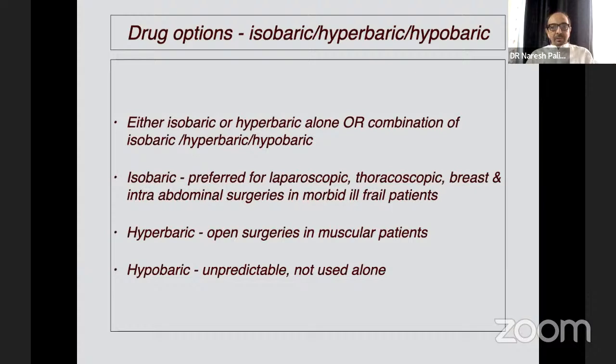Drug options: either isobaric or hyperbaric drugs can be used, or a combination of iso, hypo, or hyperbarics can be used. In general, isobaric drugs are preferred for laparoscopic, thoracoscopic, breast, and intra-abdominal surgeries in morbid, ill, frail patients where relaxation is not an issue. Hyperbaric drugs can be a choice in some male muscular patients for open surgeries. Hypobaric drugs are not used alone.